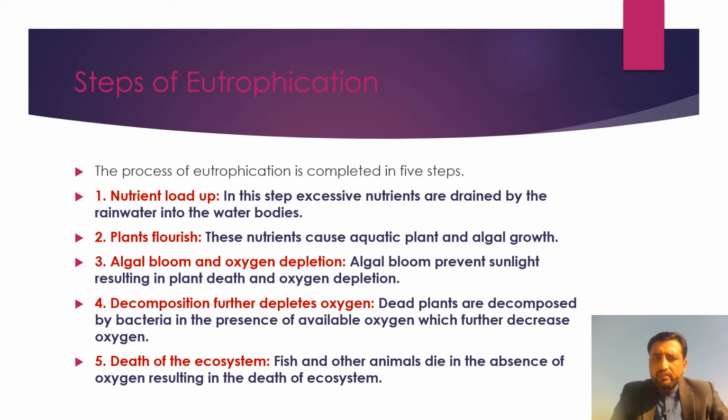And the fifth step is the death of the ecosystem. Fish and other animals die in the absence of oxygen, resulting in the death of the ecosystem. So, it is the final stage. In this stage, the whole ecosystem becomes diminished due to the diminution of oxygen. So these are the five steps which complete the eutrophication process.